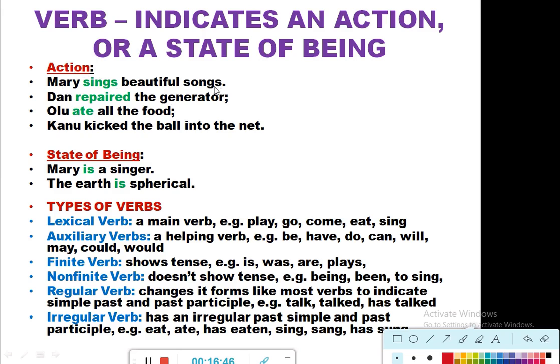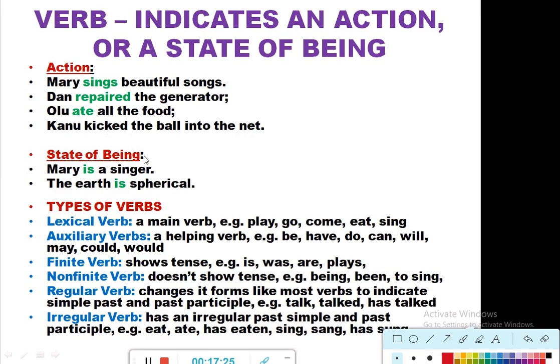Mary sings beautiful songs. Sings is an action verb. It speaks about the action of Mary. Dan repaired the generator. He's telling us the action taken by Dan on the generator. Olu ate all the food, and that tells us about Olu's action in relation to the food. Kanu kicked the ball into the net. So kicked is a verb reporting Kanu's action, Kanu's footballing action.